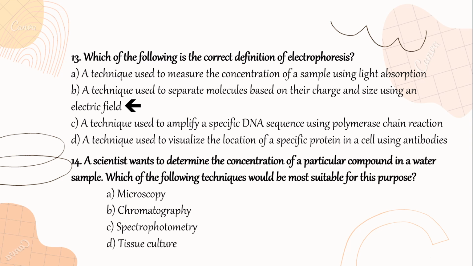Number 14. A scientist wants to determine the concentration of a particular compound in a water sample. Which of the following techniques would be most suitable for this purpose? A. Microscopy, B. Chromatography, C. Spectrophotometry, D. Tissue culture. The correct answer is C. Spectrophotometry.